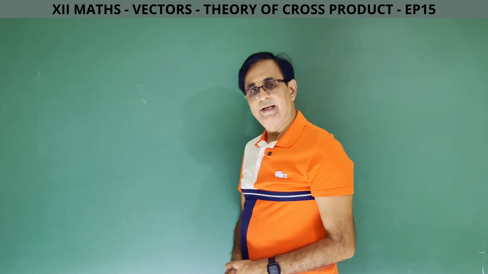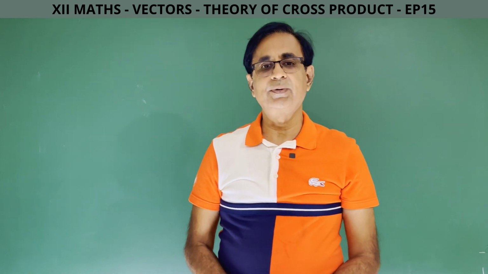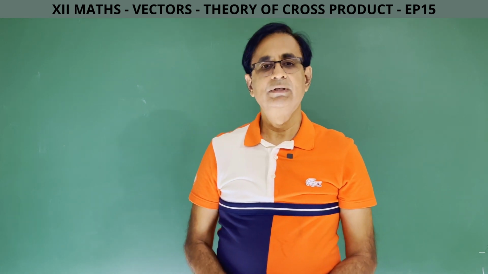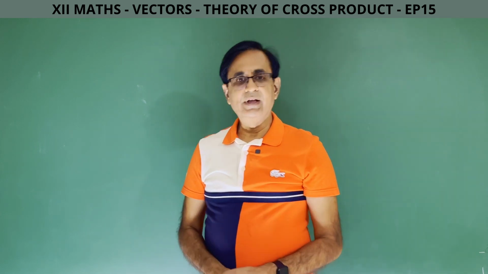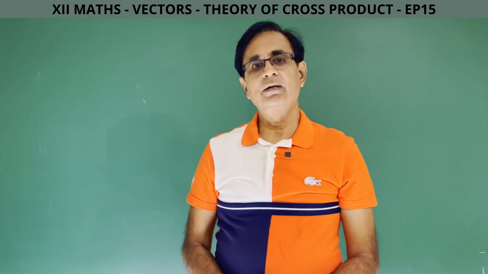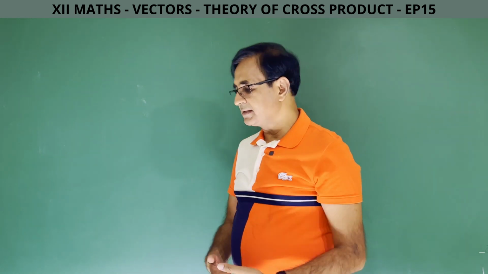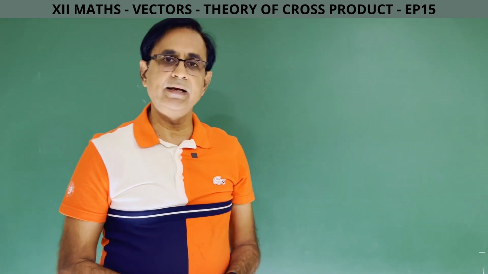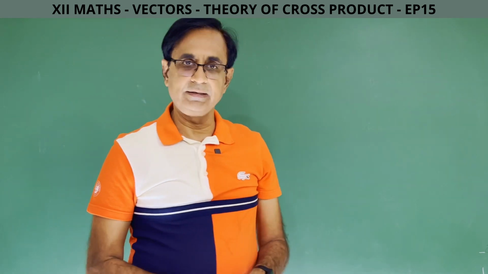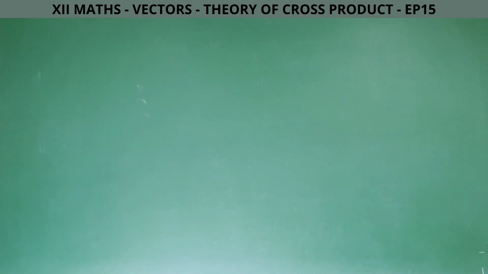So, today's topic is vector or cross product of two vectors. We have already done dot product, which is also called scalar product of two vectors, where my answer after multiplying the two vectors is a number, a scalar. Now my answer will be a vector. So let me get my chalk and start the lecture for today's class.